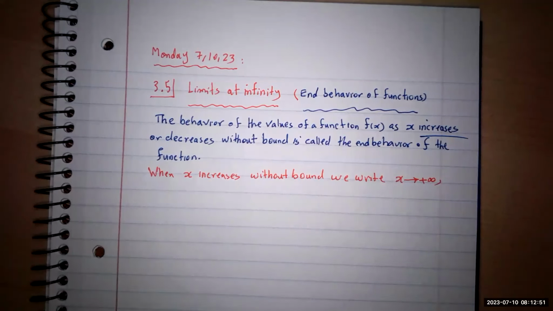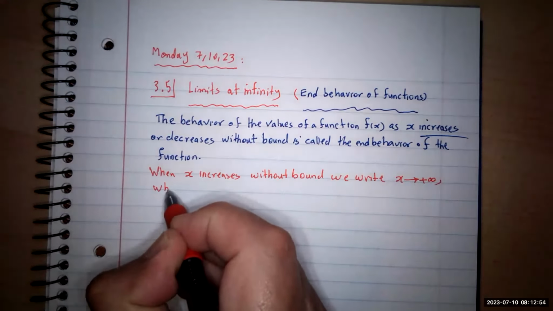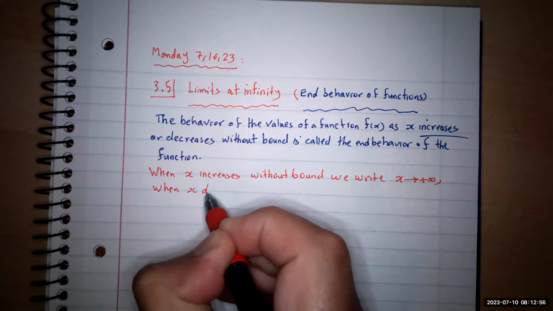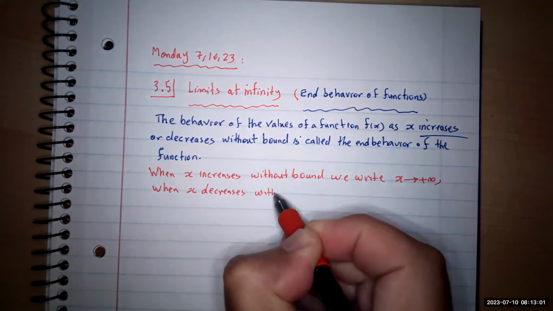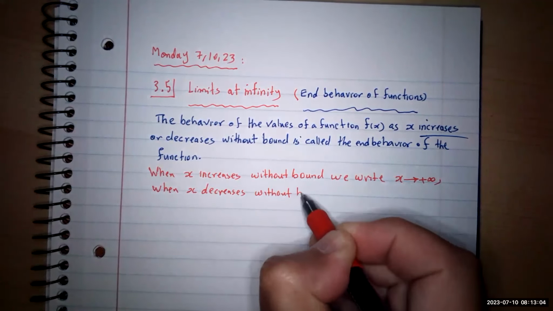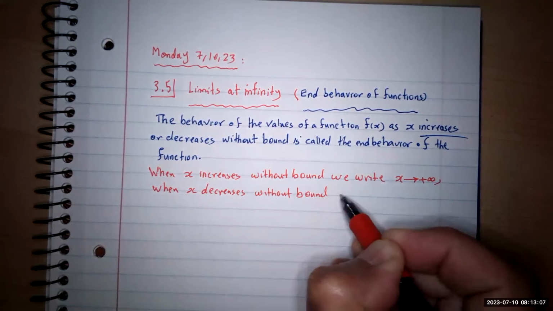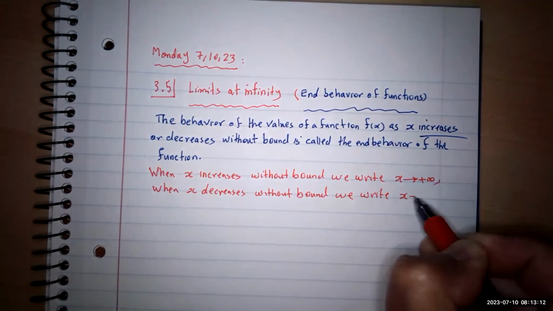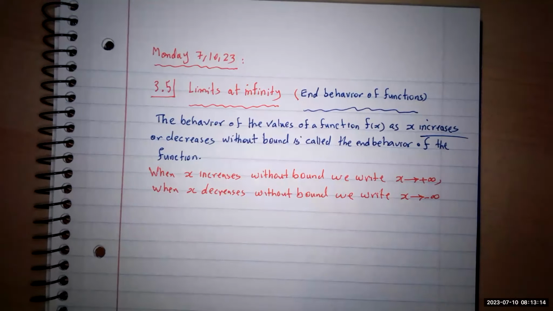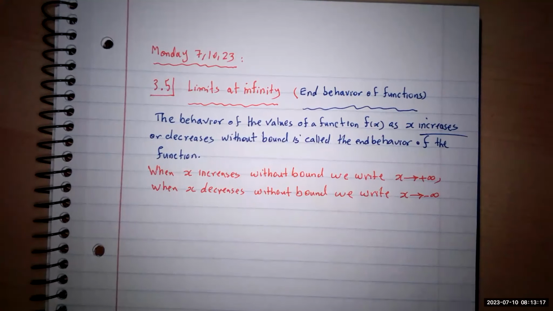And when x decreases, getting smaller and smaller, again without bound, going to negative infinity this time, we write x goes to negative infinity. X goes to negative infinity means that if you think about any small number, then x is going to be less than that number.